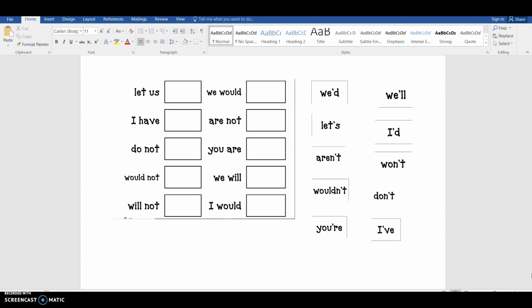And then after this, for your independent activity, you will go to your Google Classroom where you will look for your Nearpod assignment for today, where you will go to work on contractions, okay?